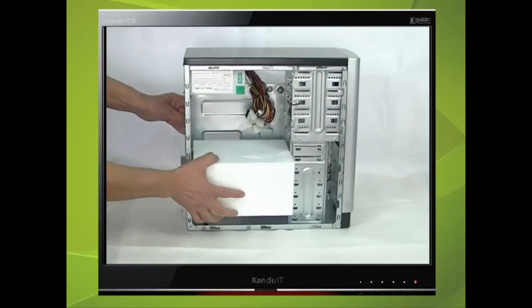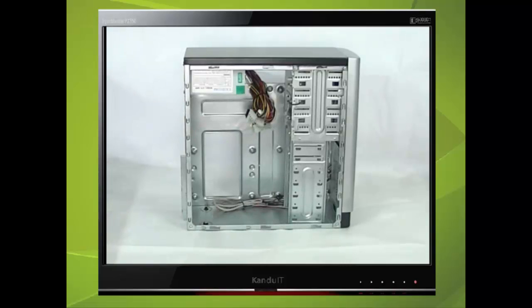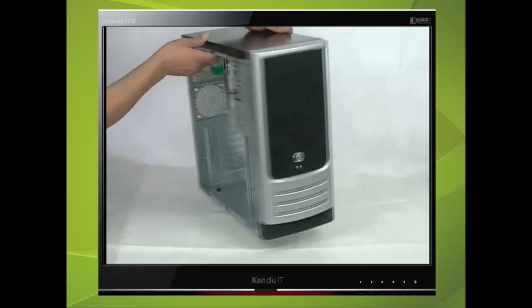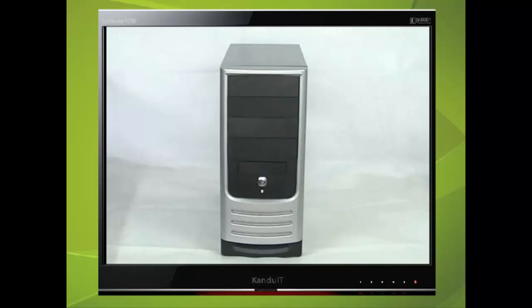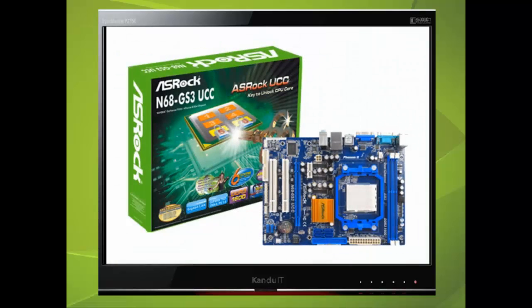This case is called an ATX MIDI tower. ATX, or Advanced Technology Extended, is the form factor. A form factor relates to certain dimensions within the case. This will become clearer later, but this case will house a motherboard with the same form factor, so it too will need to be an ATX form factor motherboard.